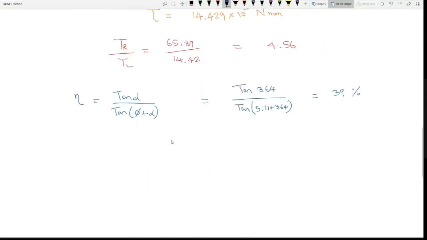So in this case, what do you mean by this? Whether it's self-locking or not. Self-locking occurs because the efficiency is less than 50%, so self-locking occurs. The screw is self-locking. Any doubt in this problem?